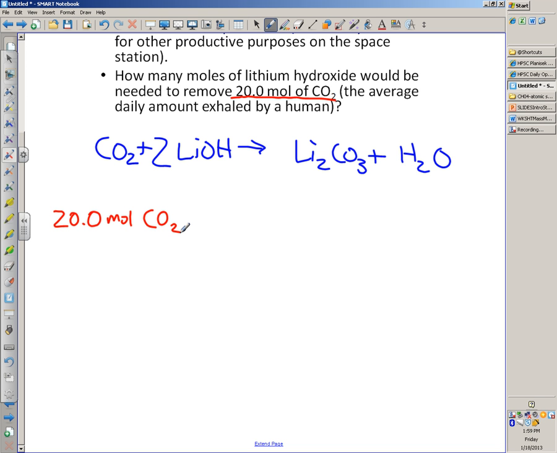What unit is our final answer going to have? Moles. Moles, but moles of what specifically? Moles of lithium hydroxide, right? So if I have 20 moles of carbon dioxide, how many moles of lithium hydroxide do I need? That's what this question is asking us. So, conversion factor, right?